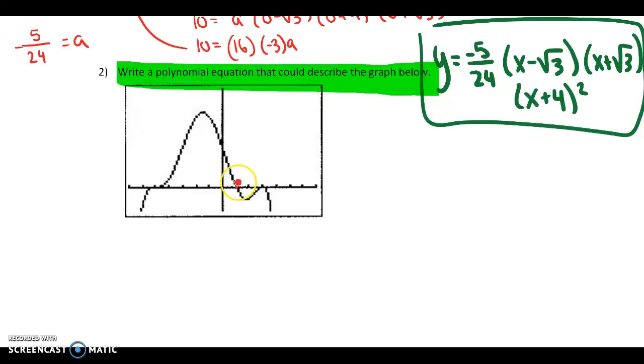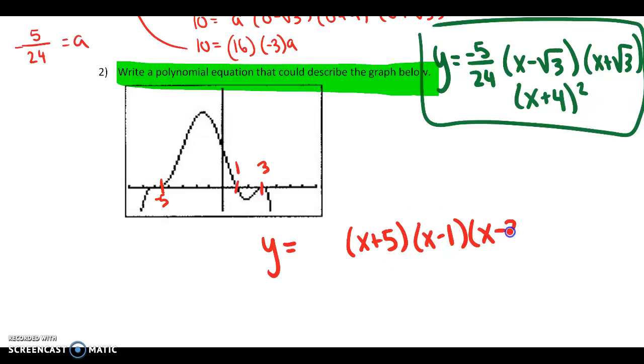I'm going to want to take my zeros, which are right here. So my zeros are at 1, 3. This is negative 1, 2, 3, 4. It's at negative 5. It's kind of hard to see. And then I'm going to want to note the multiplicity. So this one has an odd multiplicity. This one has an odd multiplicity. And this one has an even multiplicity because it bounces. So my polynomial equation could start to look like, let's see, x plus 5, x minus 1, x minus 3. And this could be squared.